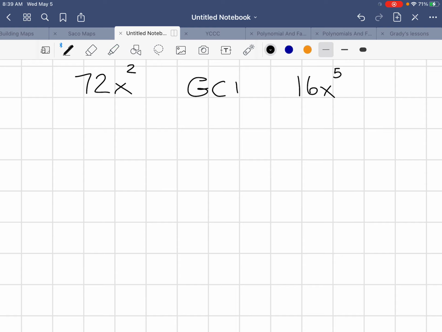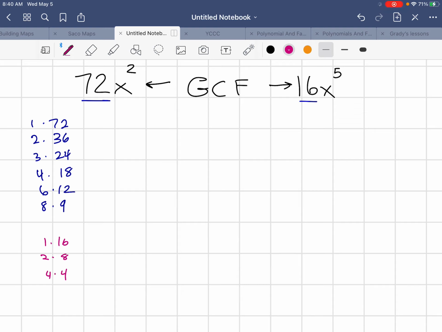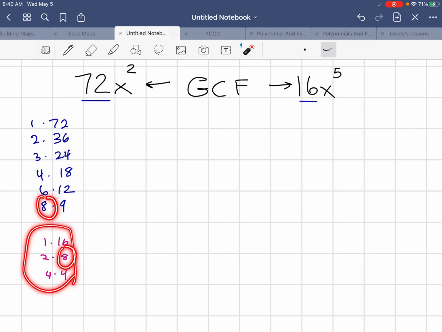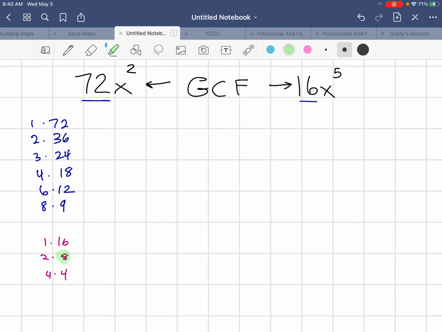So again, we're going to find the GCF between 72x squared and 16x to the 5th. First of all, let's look at the numbers. 72 is 1 times 72, 2 times 36, 3 times 24, 4 times 18, 6 times 12, and 8 times 9. 16 is 1 times 16, 2 times 8, and 4 times 4. Looking through these numbers, it looks like 8 is probably the largest factor in both.